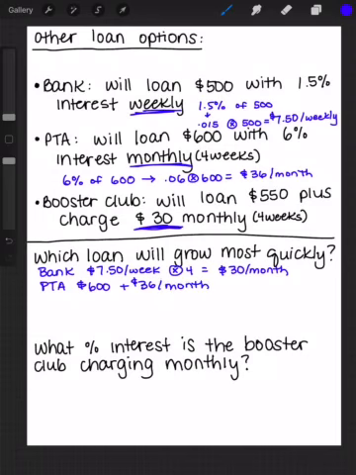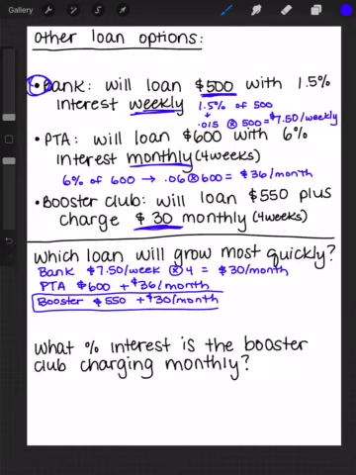And then the last one, that Booster Club, it actually tells us, okay, we're going to give you the $550 you need, and we're going to charge you plus $30 a month. Now, technically, this loan is going to be the least that we have to pay back, but the problem is they're not quite giving us enough money for what we need. So in this case, it looks like our Booster Club loan, which is going to give us our $550, and it's going up $30 a month, which is the same as up here, is going to be our best bet, because we're going to get the money we need, and it is tied with the lowest interest rate.